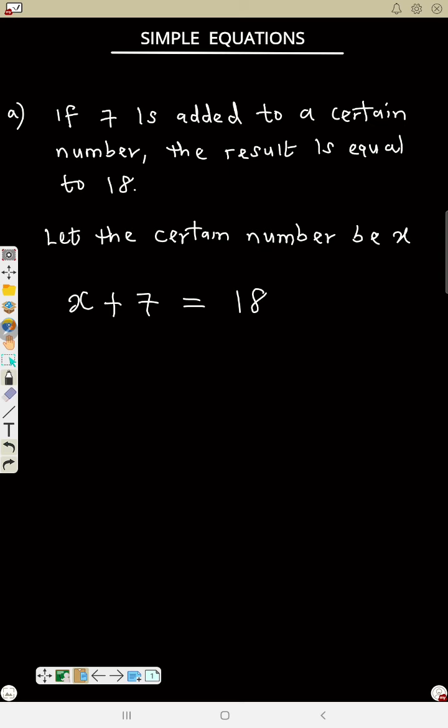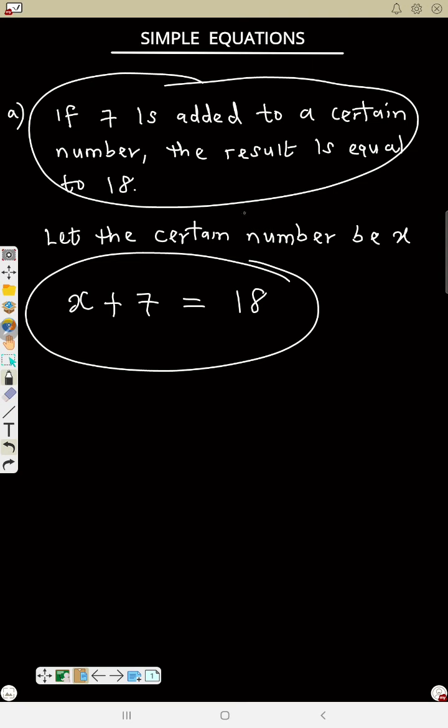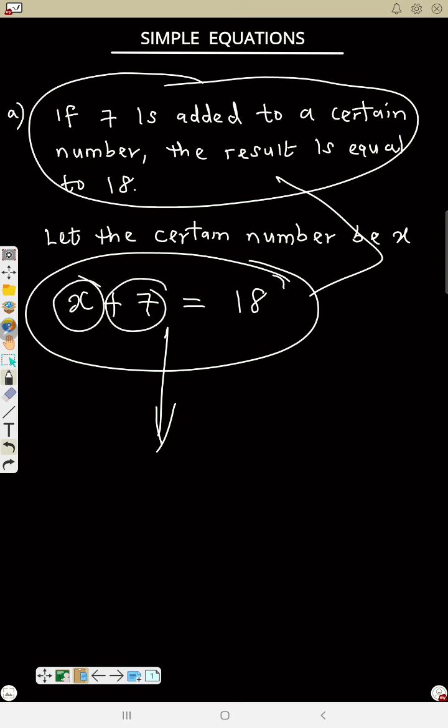So we have interpreted from this sentence to algebraic equation. So it's the same like this. If it is this one I gave you, then you can interpret back by saying 7 is added to a certain number gives 18. So let's see another one.